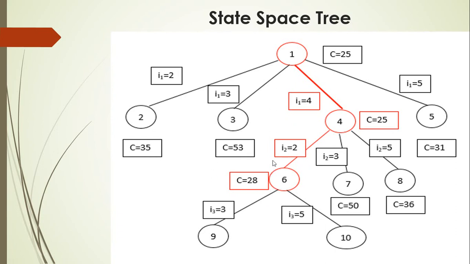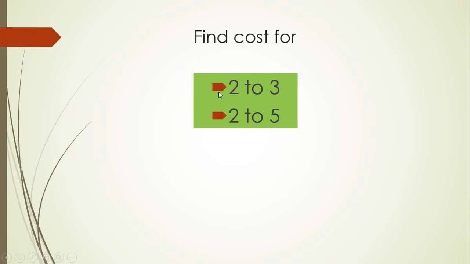Now what are the further options the salesman has? He can travel from 2 to 3 and 2 to 5 with node numbers 9 and 10. So those are the vertices from the graph, and those are the node numbers from the state space tree. Now we will calculate the total cost for node 9 and node 10. So find the cost for traveling 2 to 3 and 2 to 5.